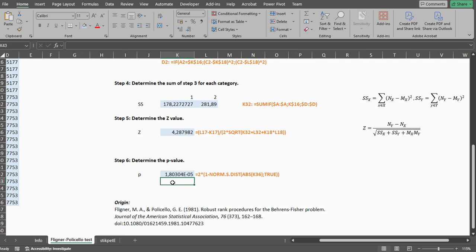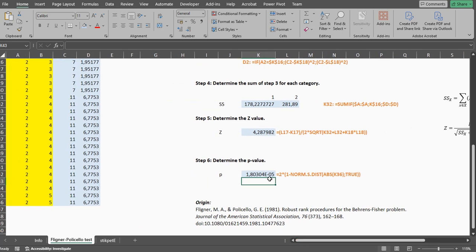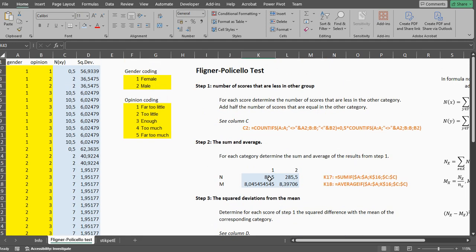So therefore we would speak of a significant result and say that the 2 categories think significantly different on the number of activities.